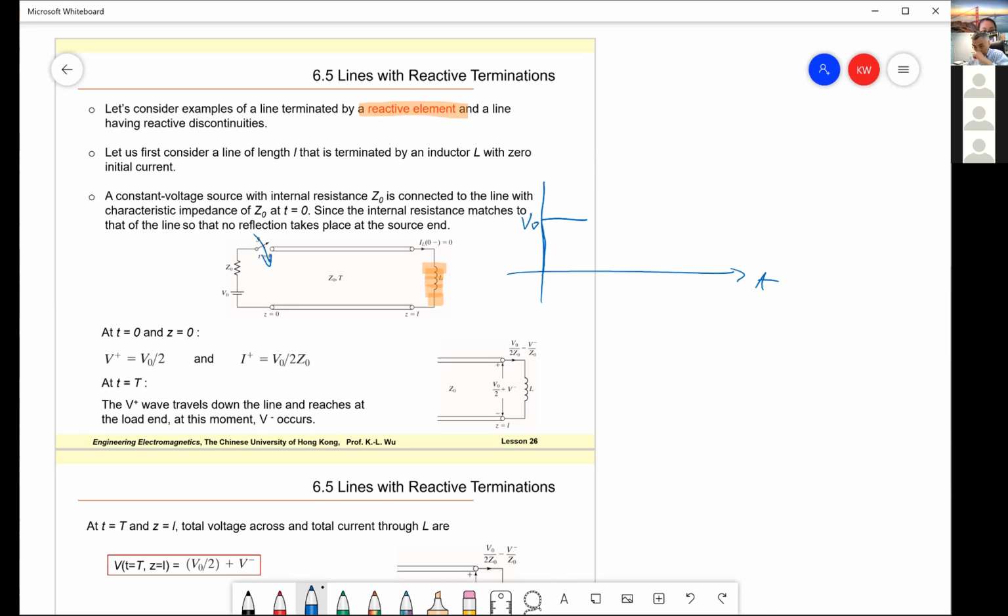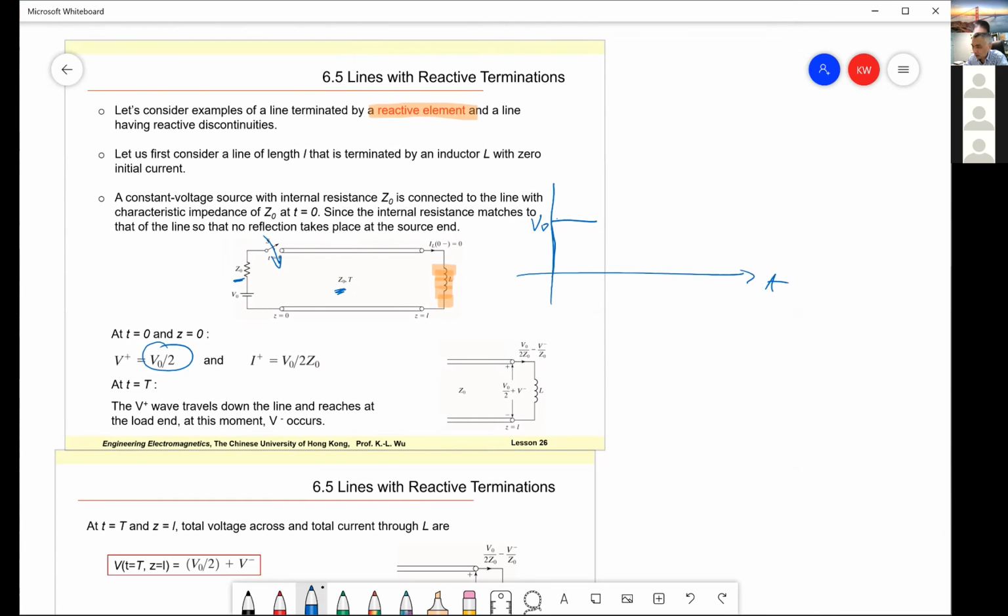Then I simplify the problem by assuming the characteristic impedance equals the source impedance. That means no reflection. Then how much voltage is applied? Half, right? Because of the voltage divider. In this case, the voltage turned on, so this step is basically moving on, with time goes, moving on.